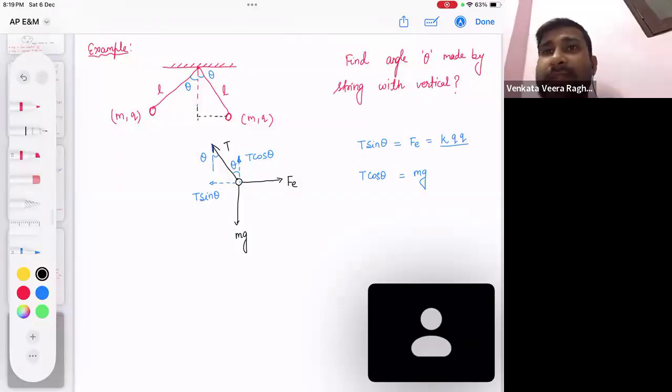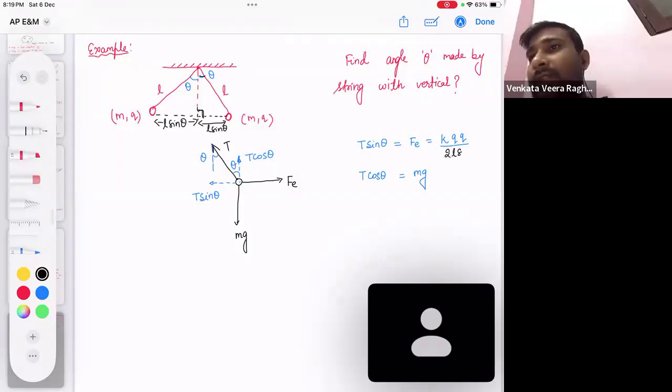Because this is L and this angle is theta. This is a right angle triangle. So can I say that this distance is going to be L sine theta, and the same distance will come on this side also. That is also going to be L sine theta. So the distance between these two is going to be 2L sine theta. So we can write it here as 2L sine theta, whole square. Right or not?